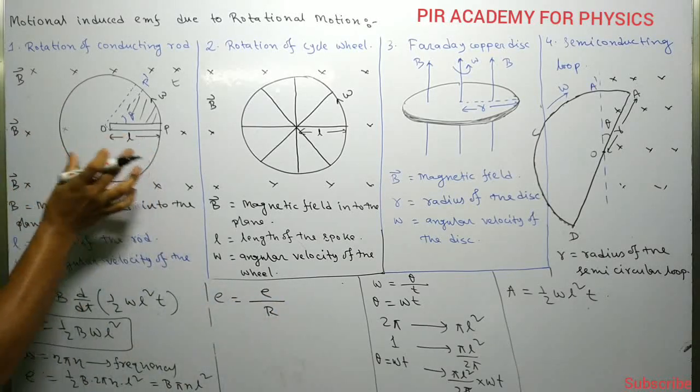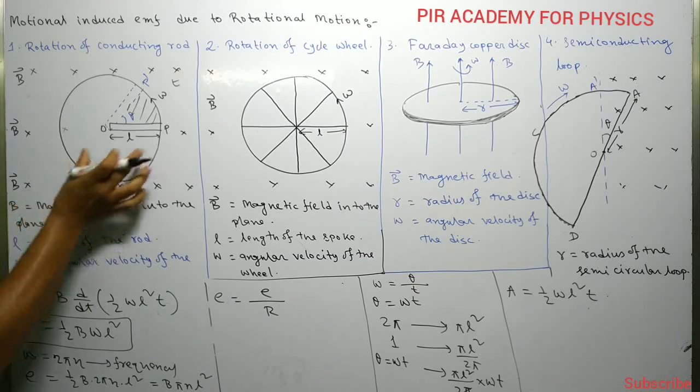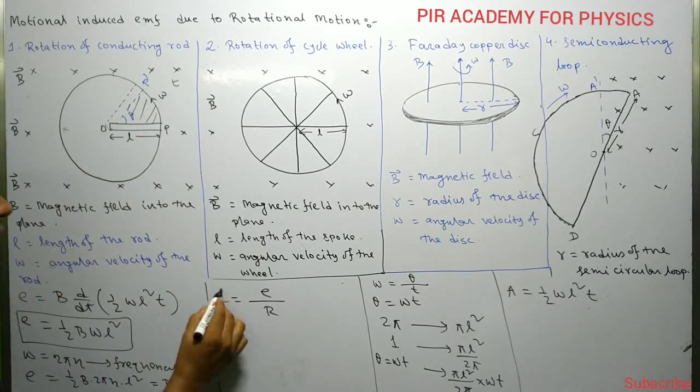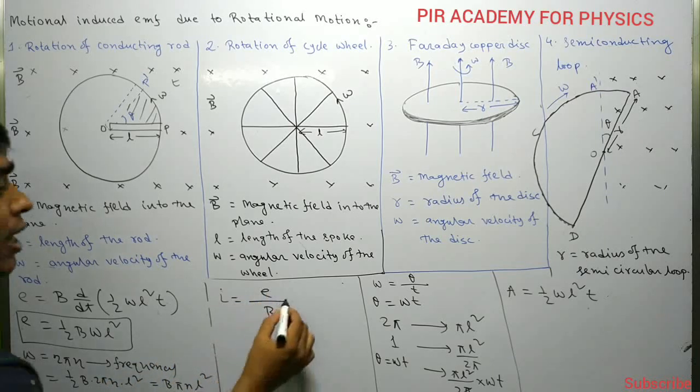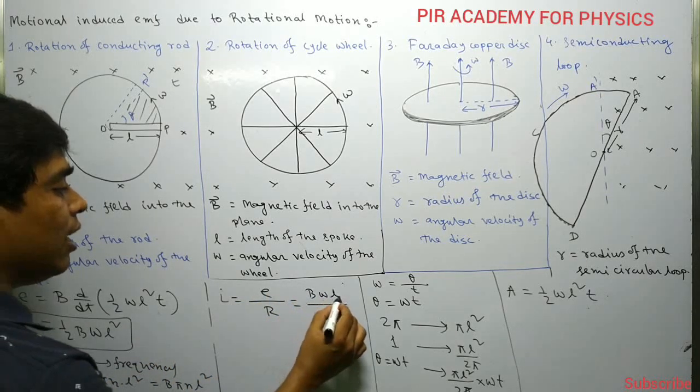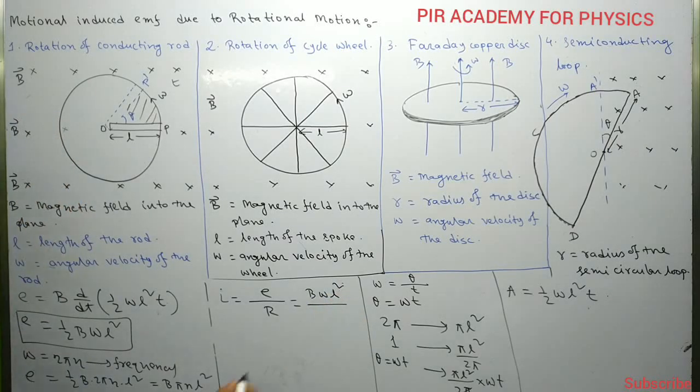If the resistance of this rod is R, then the induced current will be E by R. That means B omega L square by 2R. This is the first case. Then what is the induced EMF? Induced EMF equals half B omega L square.